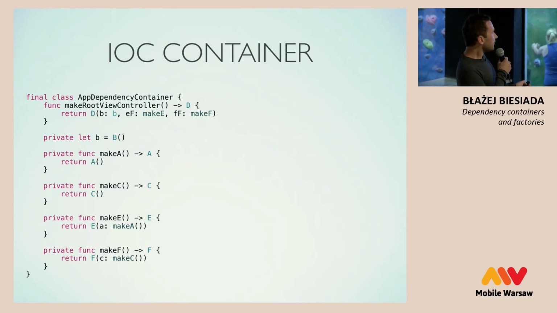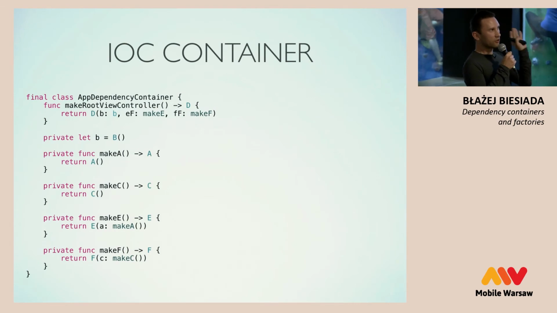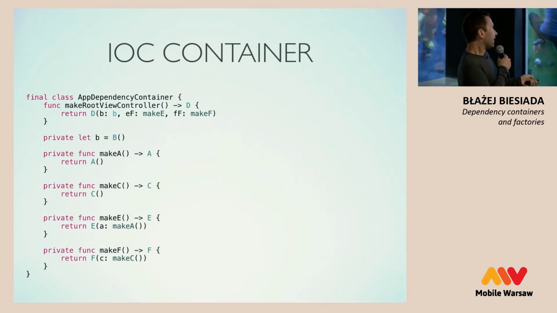But here, even inside this make root view controller method, we really don't care how object E should be created. What we care about is just a function that we are able to call and get object E. And under the hood, that function is able to create instances of object A by injecting some other dependencies taken from this container.